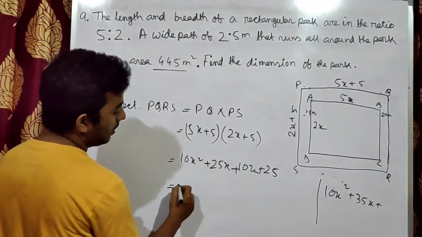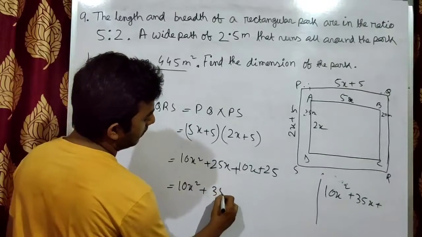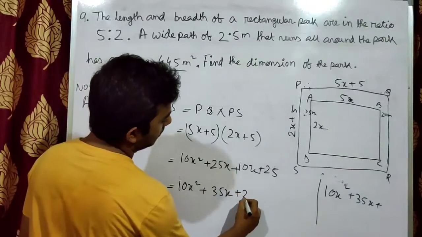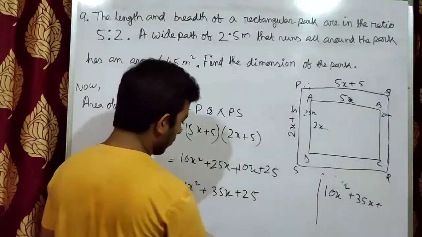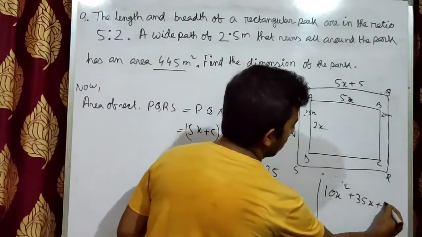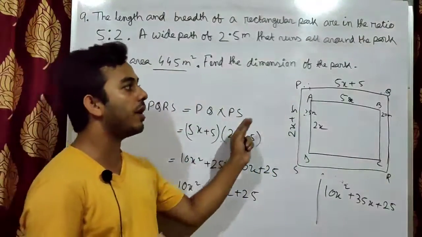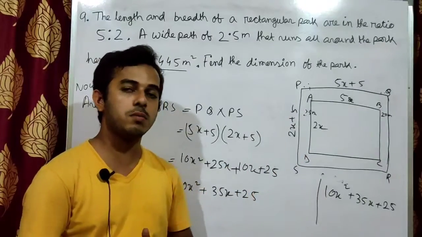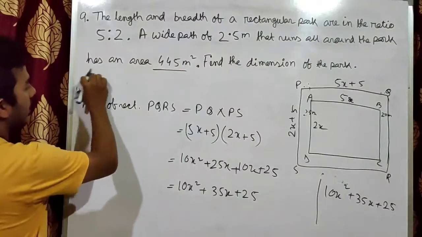So our next line will be 10x square plus 35x plus 25. Let us note it down here. 10x square plus 35x plus 25. This is the area of square PQRS. Now we have to find the area of the square ABCD. So we will write it again.